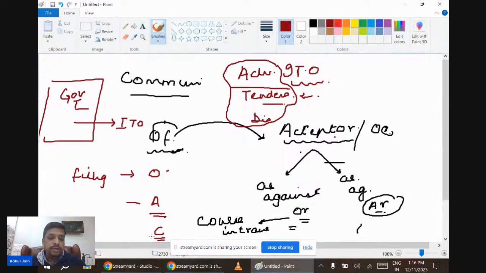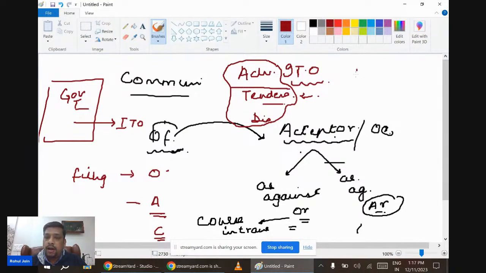Okay, understood? You people have to keep these things in mind. Communication is very important, invitation to offer, very important, and again the acceptance must be absolute and unqualified. If it is conditional acceptance, then it won't amount to a valid acceptance. Why? The logic is it will become a counter offer. Now, one important thing to note is that acceptance should be given in the prescribed manner if one is specified, otherwise in the usual course.